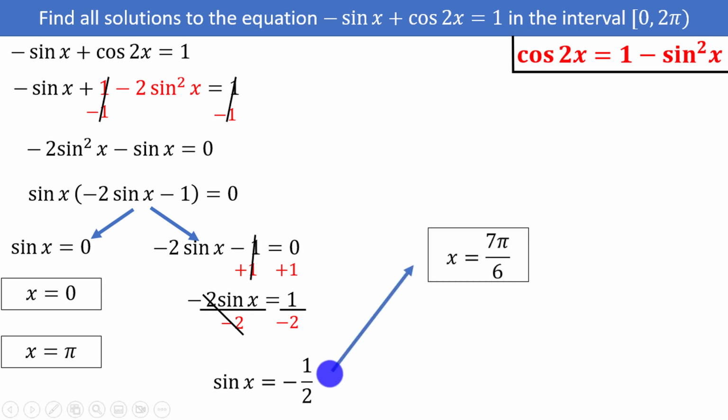In quadrant 3, we would have 7 pi over 6. 7 pi over 6 is in quadrant 3, and sine of 7 pi over 6 is negative 1/2. The other option will be 11 pi over 6. This is the angle in quadrant 4. Sine of 11 pi over 6 is also equal to negative 1/2. So altogether, we have four different solutions to this equation: x equals 0, x equals pi, x equals 7 pi over 6, and x equals 11 pi over 6.